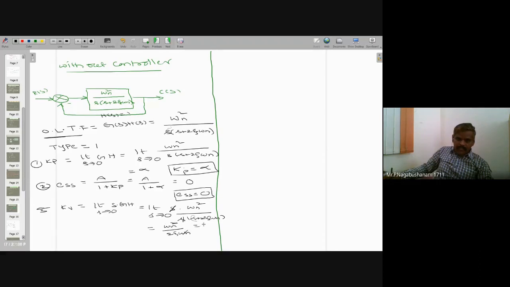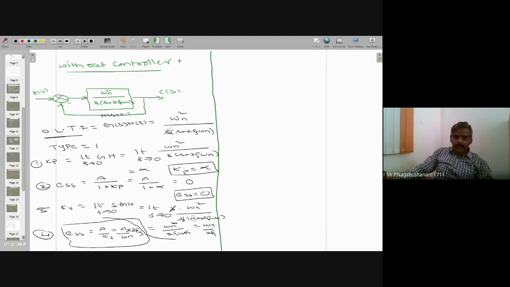Omega gets cancelled. Finally, we get omega n by 2 zeta. Now, the fourth one, what is the steady state error? ESS for ramp input is A by kV. A by kV equals A by omega n by 2 zeta. Check it out, the error is not 0. In this case, error is not 0.